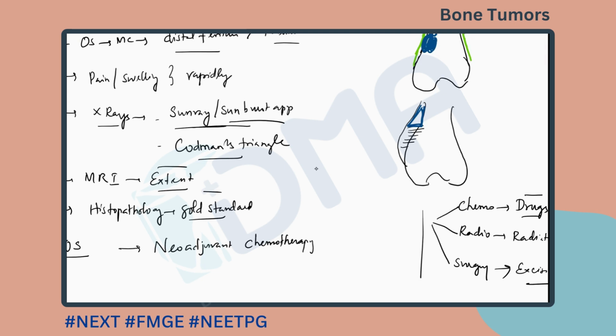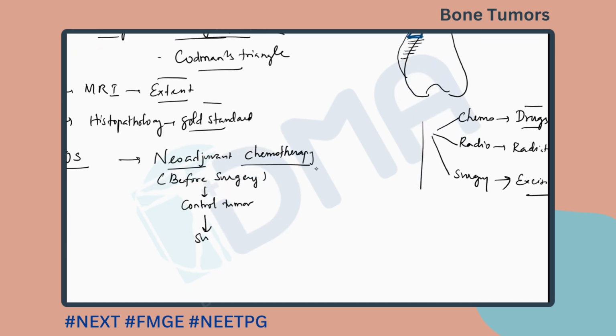For osteosarcoma, you have to give neoadjuvant chemotherapy. What is neoadjuvant chemotherapy? Before doing surgery, you give chemotherapy to reduce the size of the tumor. So neoadjuvant chemotherapy is given before surgery to reduce the size of the tumor and to control the tumor. And then you plan for surgery. So you remove the tumor after its size decreases, and then again you give chemotherapy, that is called adjuvant chemotherapy. Adjuvant chemotherapy is given after surgery. Neoadjuvant chemotherapy is given before surgery.